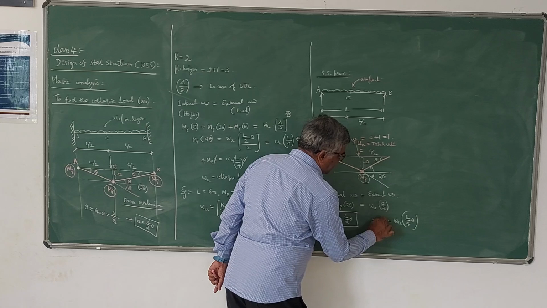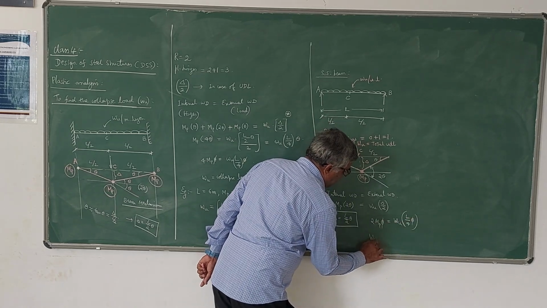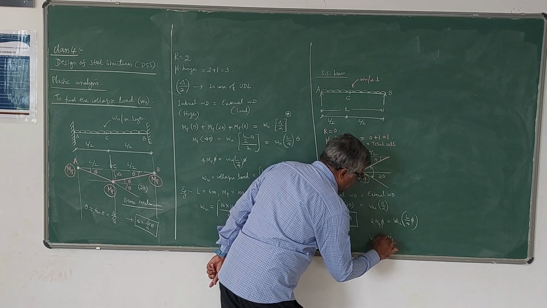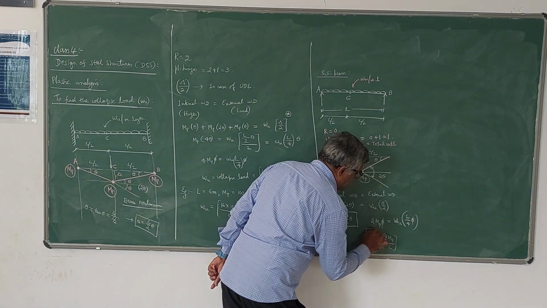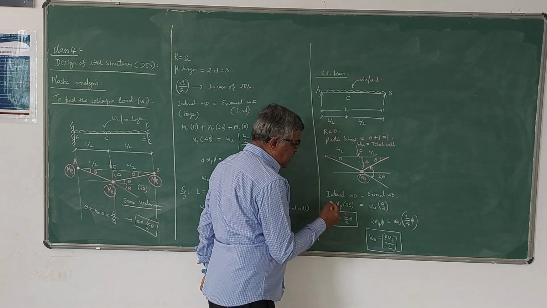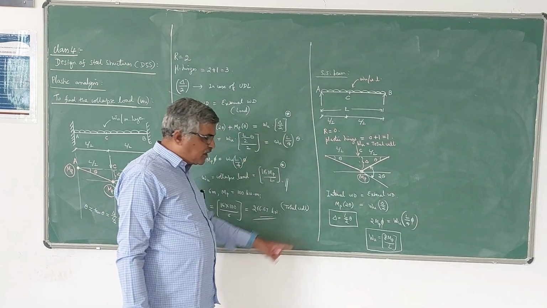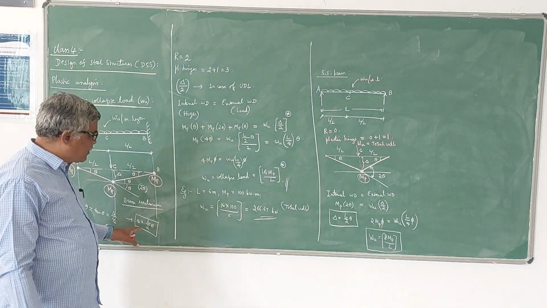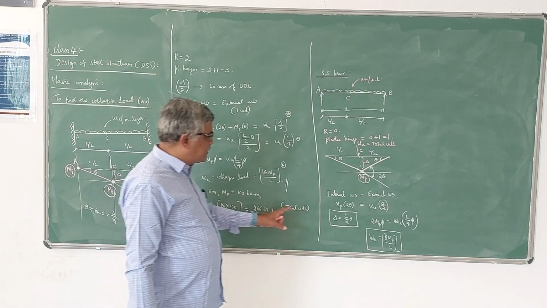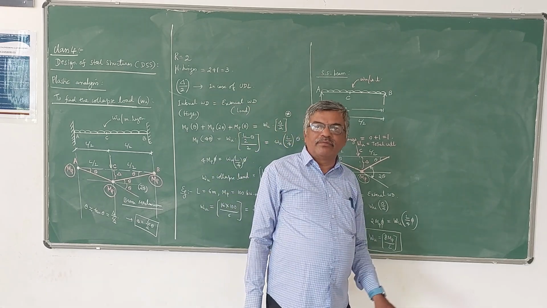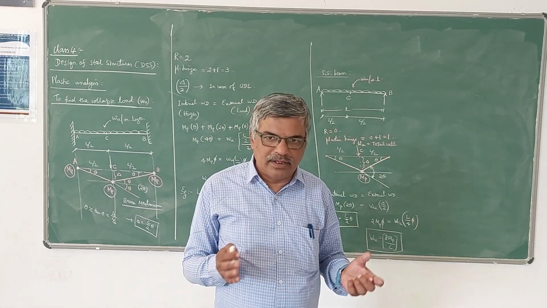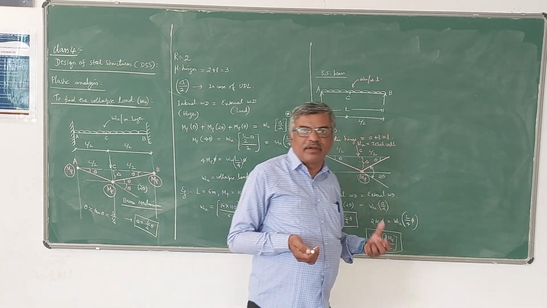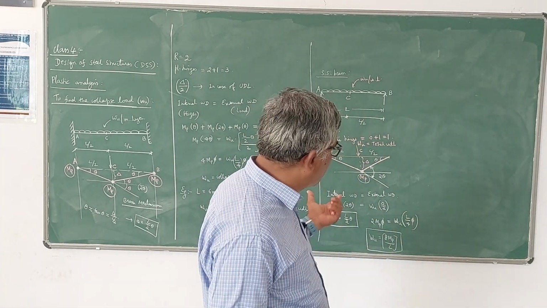So theta will cancel, and we will have the collapse load in this case, WU equal to 8 MP by L. Observe here that the collapse load for the simply supported beam of the same span and same MP value is half of the collapse load required by the fixed beam. It is 16 MP by L there, and 8 MP by L here. That means the fixed beam is twice as strong as the simply supported beam in the plastic state, when UDL is applied.